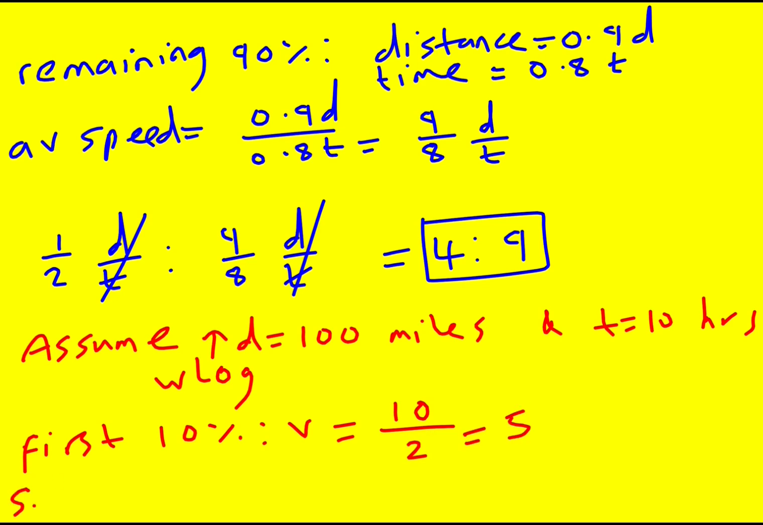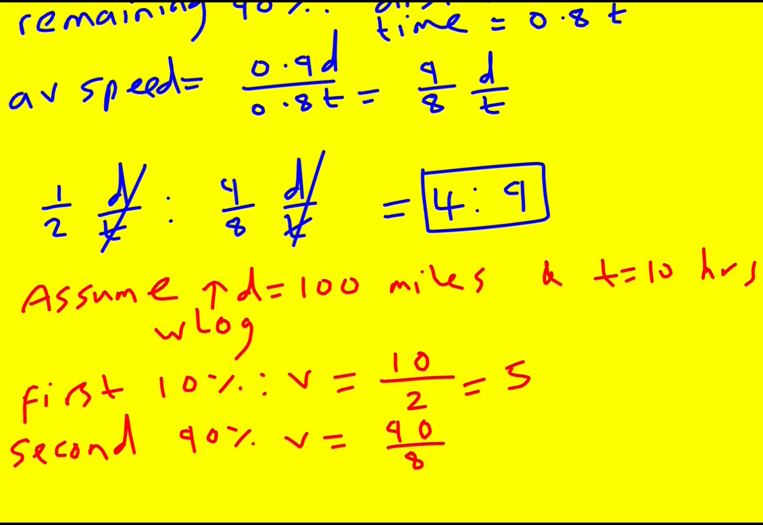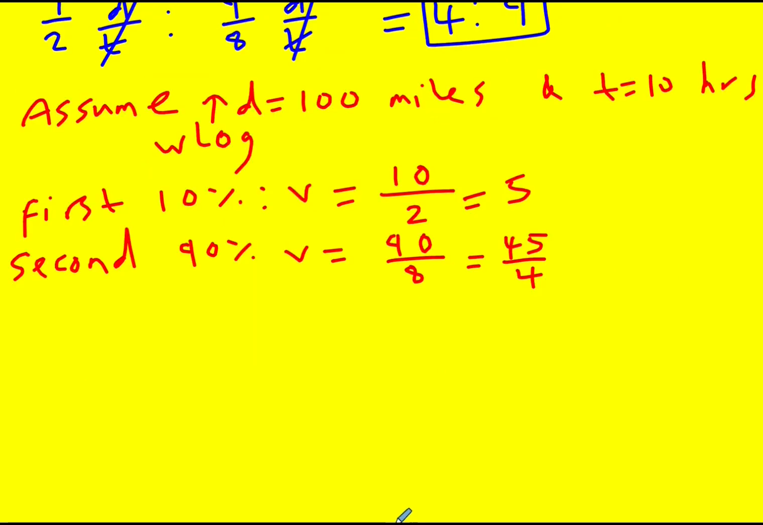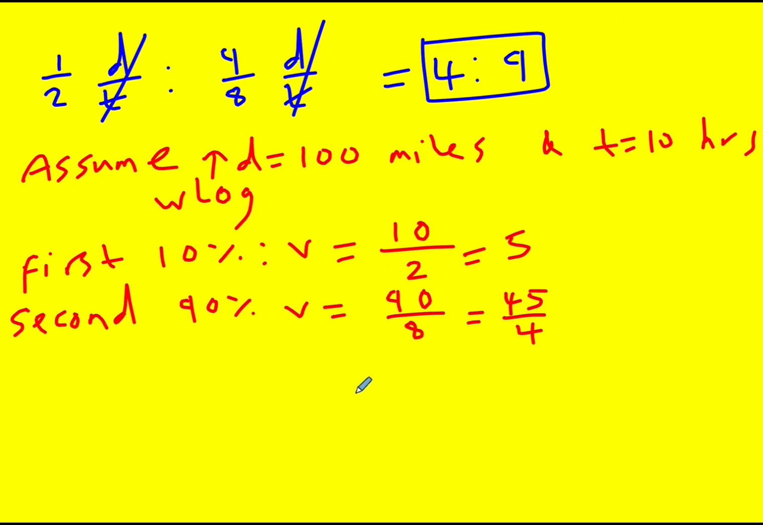And then for the second 90%, the speed is going to be 90 divided by 8, which I could cancel down to 45 over 4. So then the ratio is going to be 5 to 45 over 4. I think they worked this out as a fraction as 11.25, but actually it's going to be easier to leave it like this. We can times through by 4, 20 to 45, divide through by 5, 4 to 9 again.